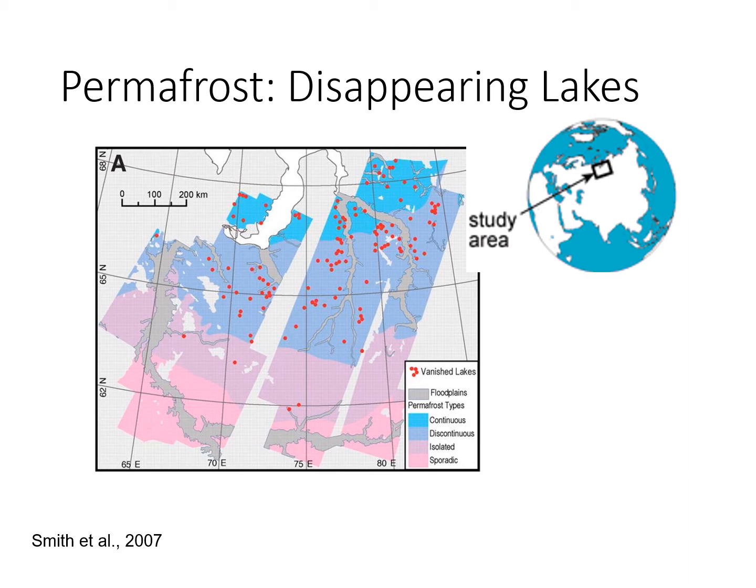Important to understanding the global hydrologic balance and how it is changing is knowing how much water is stored on land. This is a study from Siberia, but similar research is also being carried out in Canada. This study was done using satellite data. The red dots on this map show lakes that have disappeared.